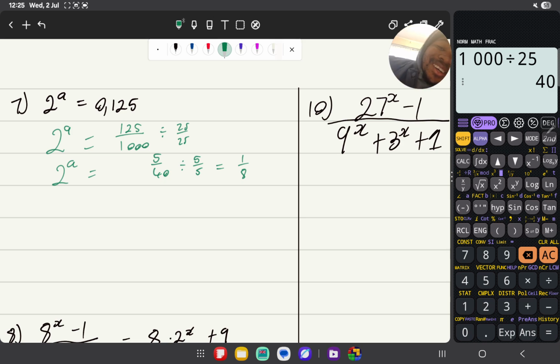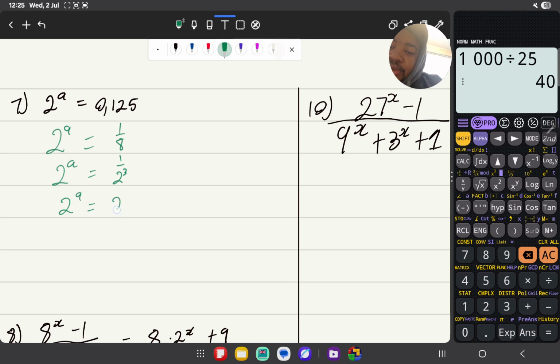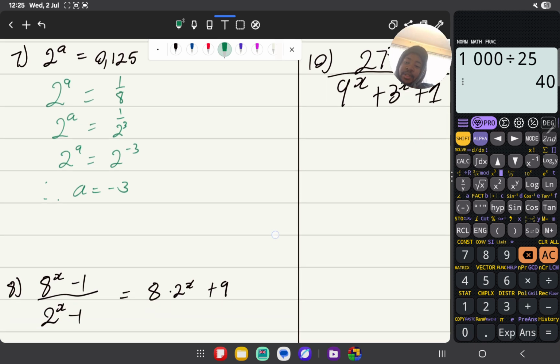Yeah, almost thought the question was wrong, but yeah, the calculator came to my rescue here. So that means in that case, I'm gonna write 1 over 8, and I know 1 over 8 is the same as 1 over 2 to the power of 3, which is the same as 2 to the power of negative 3, and therefore a equals negative 3. All right.